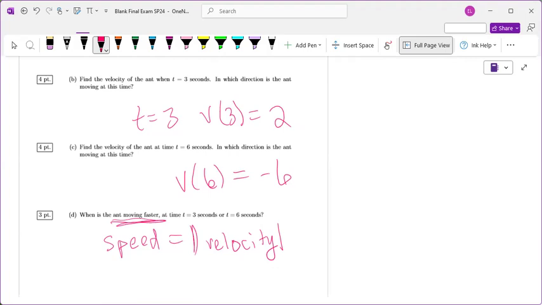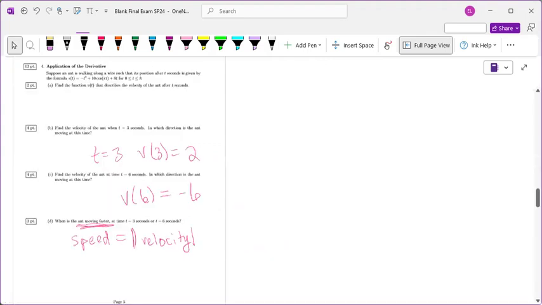All right, so there are 8 questions on the final. I think we did a second application of the derivative instead of the substitution at the end.